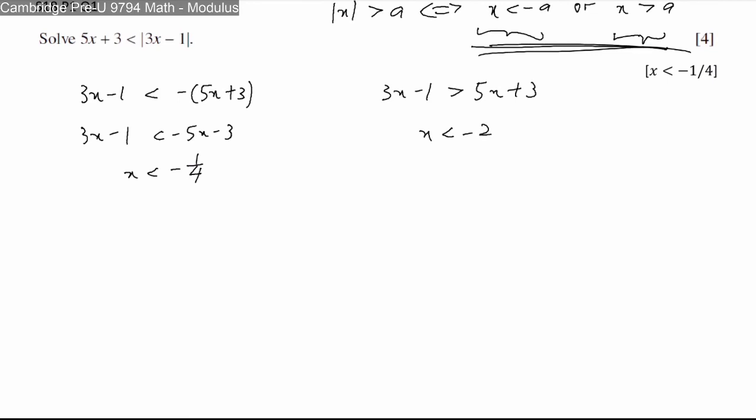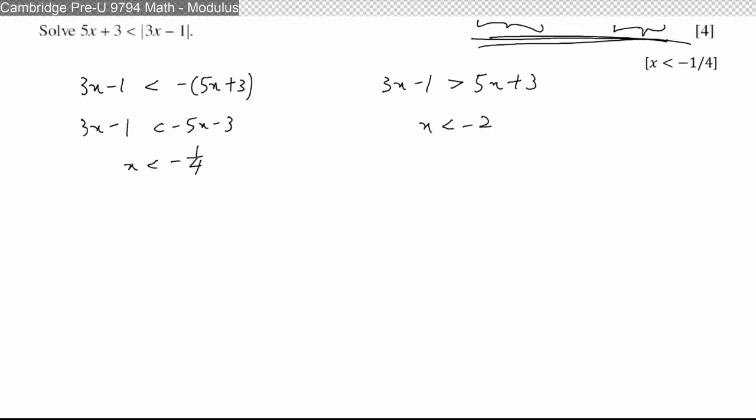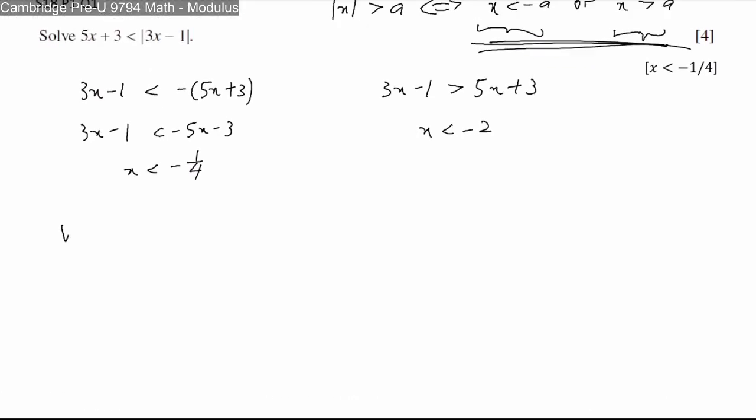For this one, we have to check whether the range that we have got here is correct or not. We always have to check. The method that we use for checking is to assign any random value related to these two values here. We have negative 2 and negative 1 over 4.